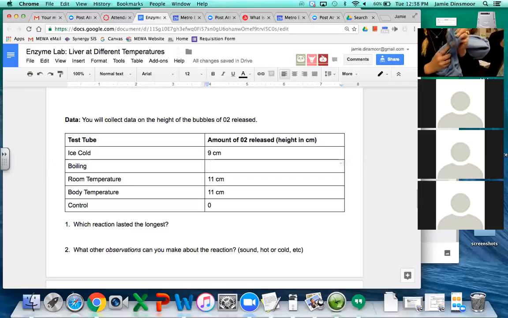Okay, so there's our liver. Notice the color. It's brown. How's it smell? Whoa, that smells like ham or something. Oh, gross. It smells cooked.